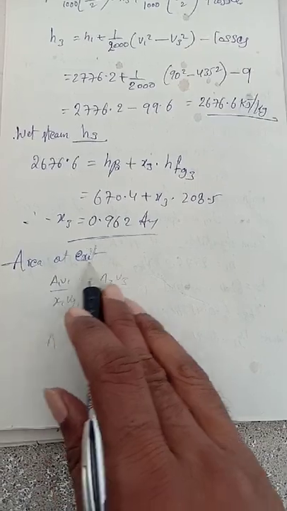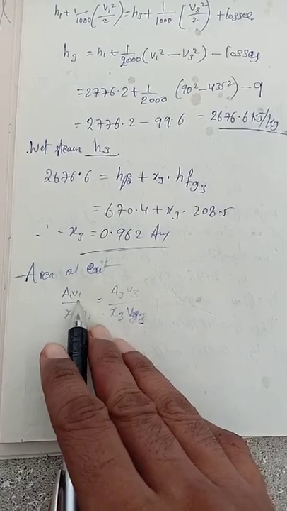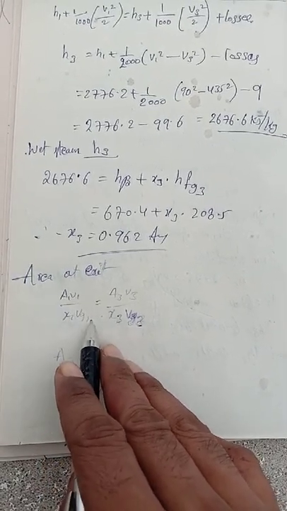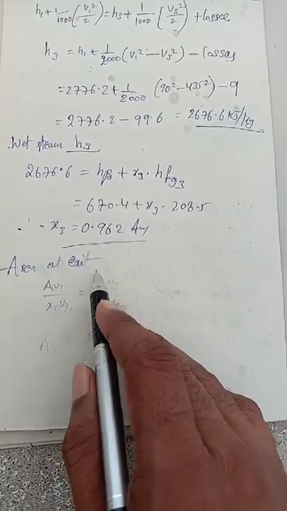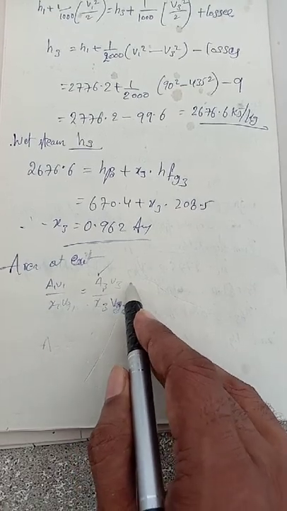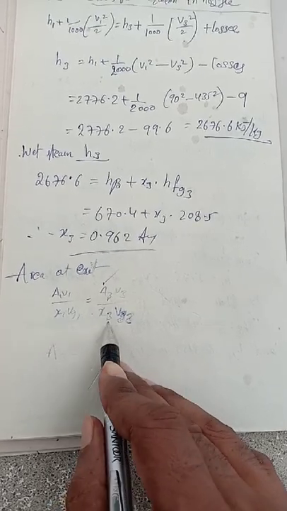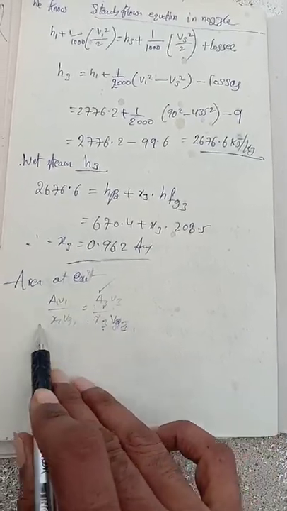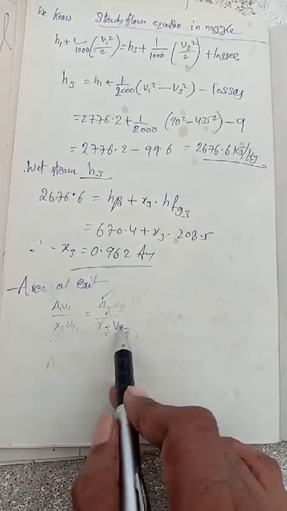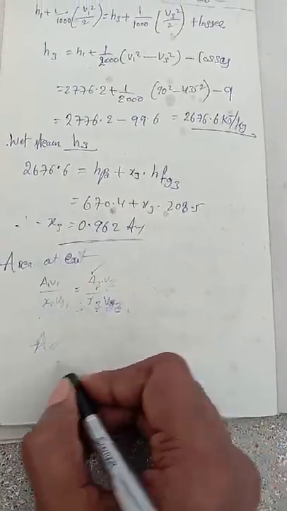So these are all values we know here. A1 we know, V1 we know, x1 is also given, and vg1 we took from the same tables. A3 we don't know, so now we are going to find A3. V3 we know, and x3 we found out, and vg3 we took from the steam tables. So now all values are known except A3, so we can substitute these values and calculate, then we will get the final area at the exit of the nozzle.